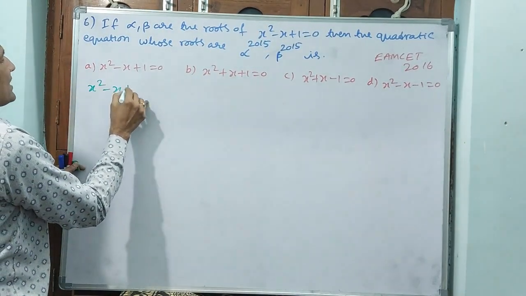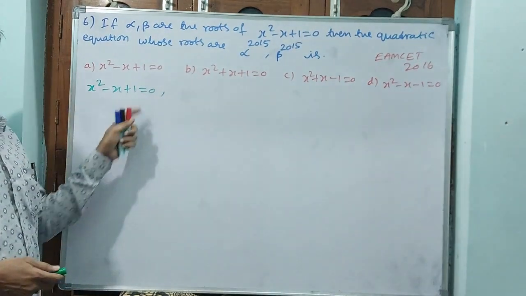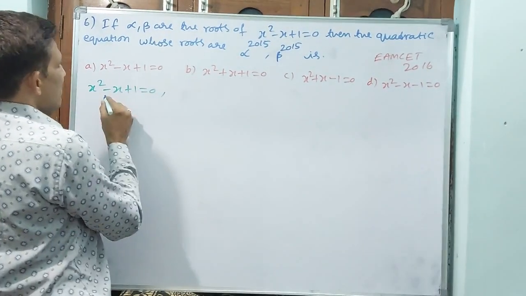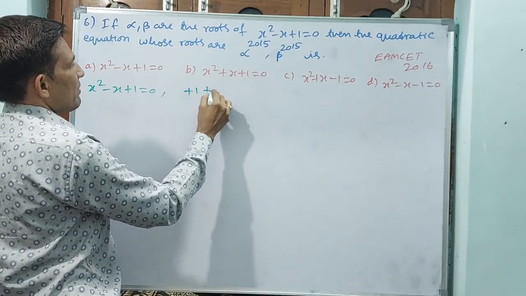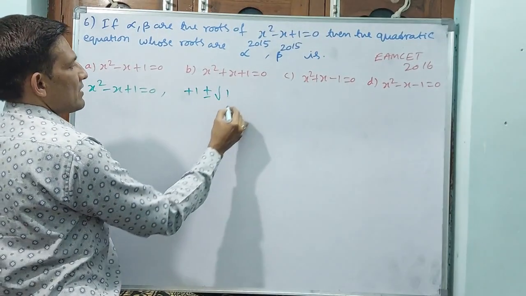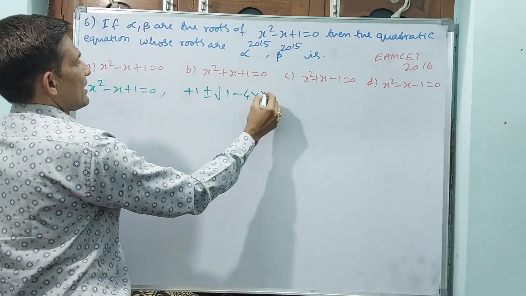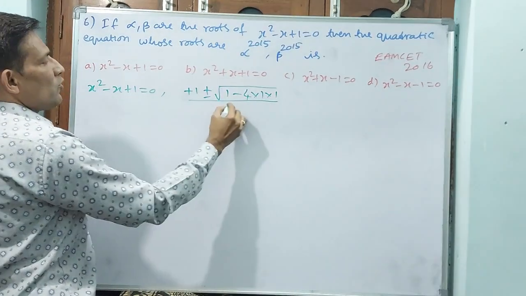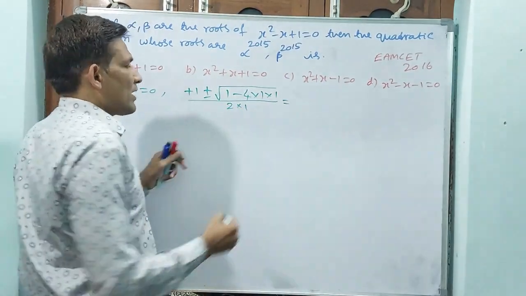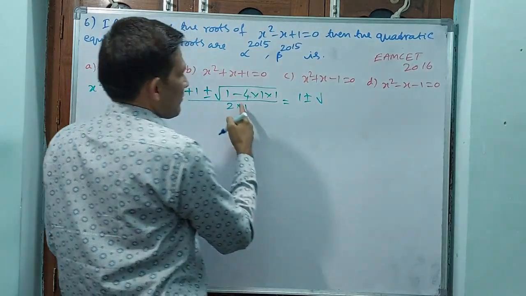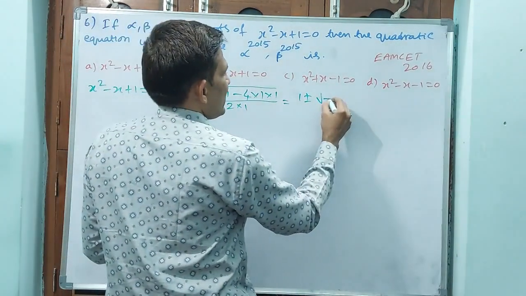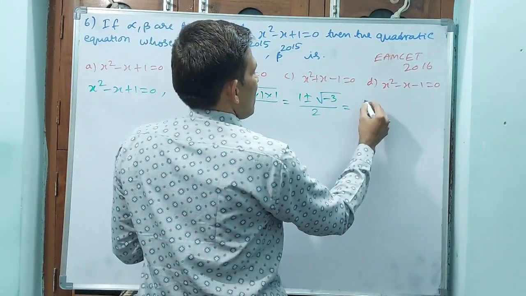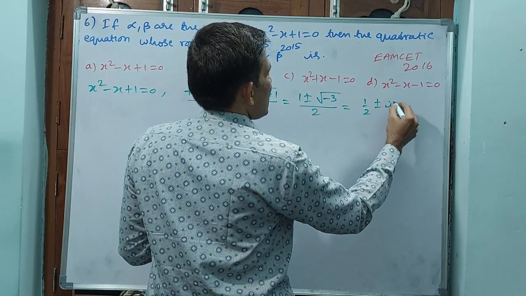x square minus x plus 1 equal to 0. Find the roots. You see here factorization is not going to work. We will take the discriminant method. Minus b, minus of minus 1 is plus 1, plus or minus square root of b square, 1 square, minus 4 into a is 1 into c also 1, divided by 2a, 2 into 1. That is equal to, you see, 1 plus or minus square root of 1 minus 4, minus 3, by 2. Okay, see, 1 by 2 plus or minus i root 3 by 2.